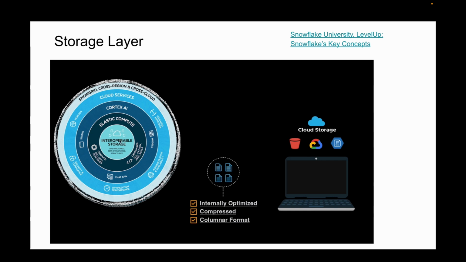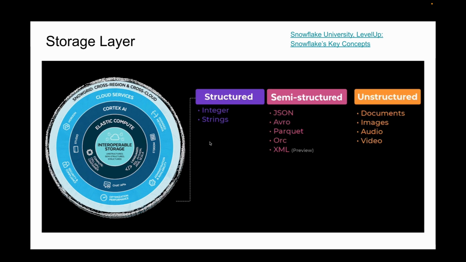In that case, the files are in Parquet format, which are columnarized and compressed, and metadata is collected to make the queries perform more efficiently. The encryption comes from your own side. You can have your own encryption at the storage layer. So those are the two storage options which Snowflake offers. Now, with this interoperable storage, you could have any types of data, structured, semi-structured, and unstructured, and all different data types being stored in the same common storage layer.